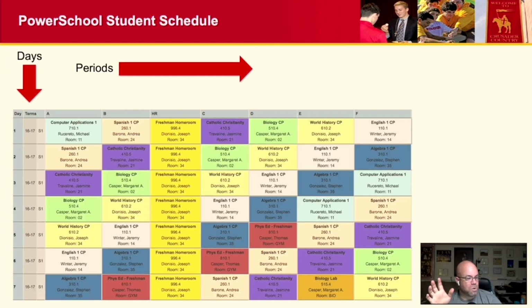When it releases on PowerSchool, this is what you're going to see. You will see it rotating the same way. The days go down on the schedule, and the periods go from left to right. So day 1, this student, and this is a little bit of an older screenshot, would take engineering, Spanish, homeroom, religion, biology. And biology would be the half period. So the first half of period D is lunch, the second half is biology. World history is the full 63-minute block, and then English is the final period of the day.